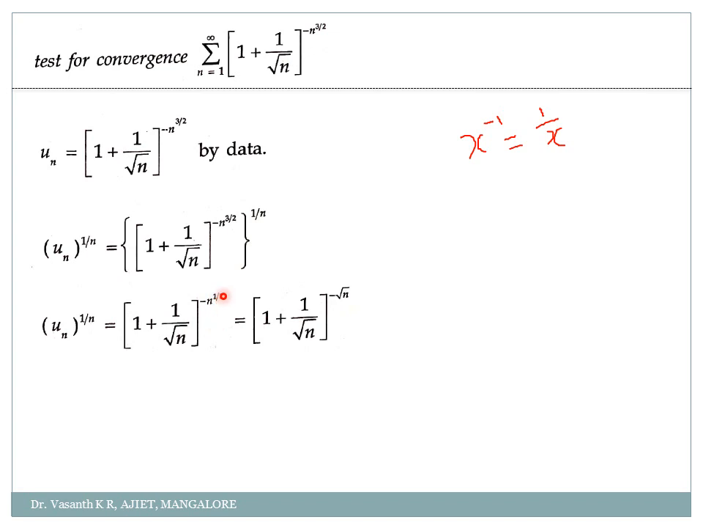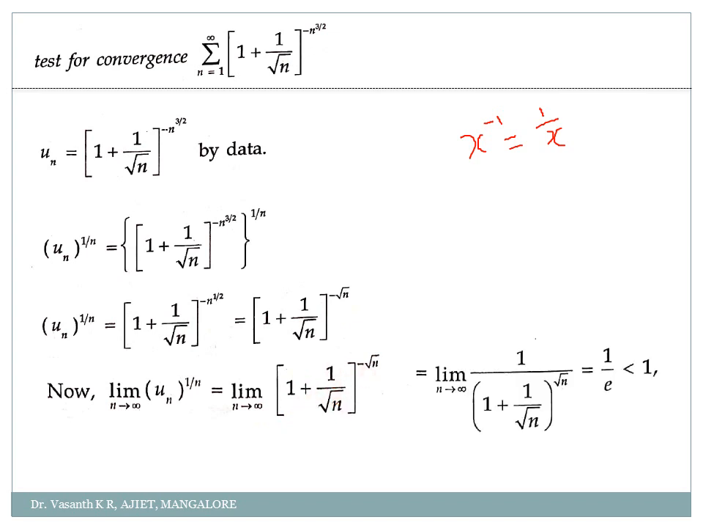What is n to the power 1 by 2 always? It is simply root n. See here, minus root n. This minus sign as it is, n to the power 1 by 2, I have written it as root n. Okay, now I will take limits. Limit n tending to infinity, (1 plus 1 by root n) to the power minus root n. Now what is this value? That's what I said to you, important point will come here.